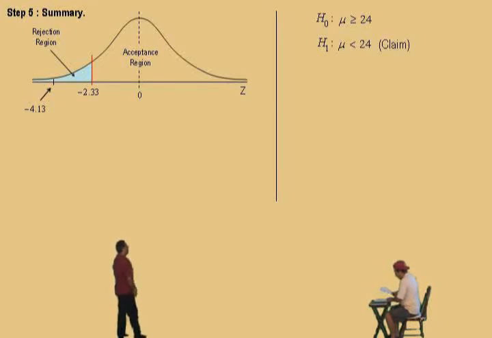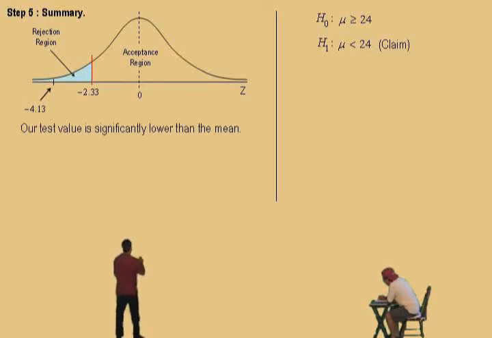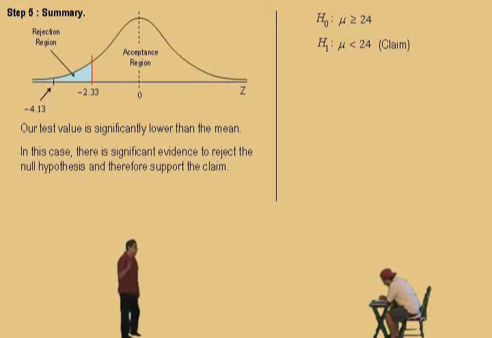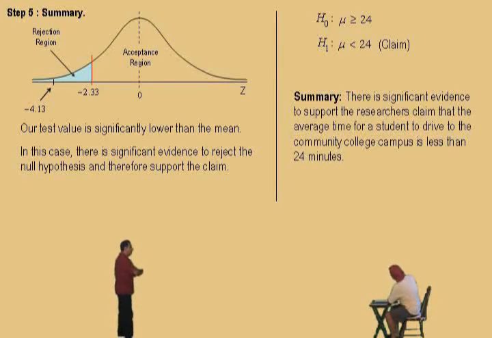Okay, one more step, which is our summary now. There is our step 1, our stated hypothesis with the claim identified to be on the alternate hypothesis. Our test value, negative 4.13, is significantly different, significantly lower from the mean. So we do have a significant result. In this case, there is significant evidence to reject the null hypothesis and therefore support the claim. Remember, we found the rejection region, so we're going to reject H naught. So here's our final summary here. There is significant evidence to support the researcher's claim that the average time for a student to drive to the community college campus is less than 24 minutes.